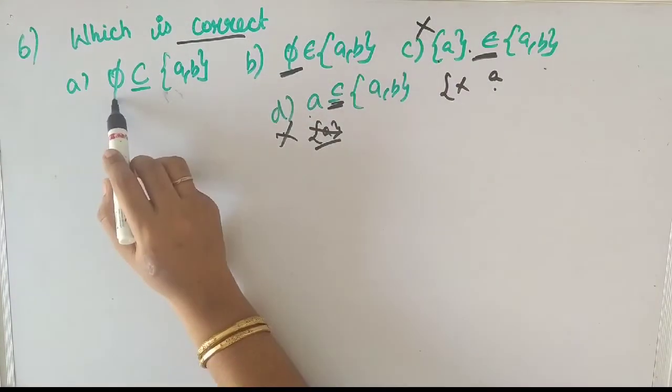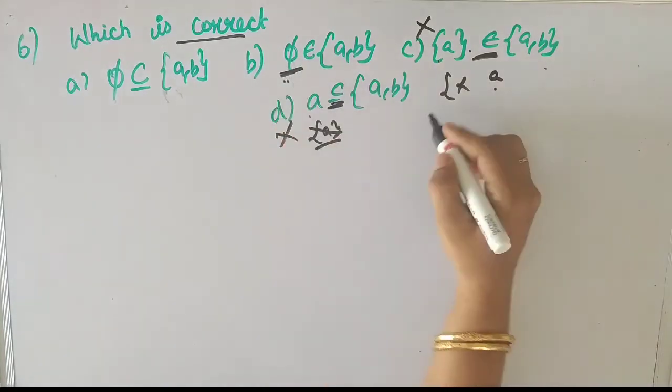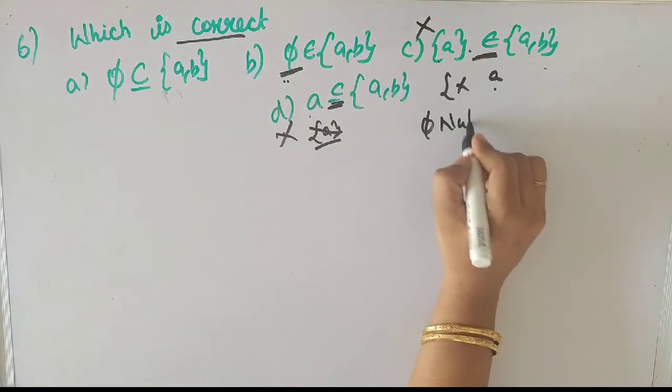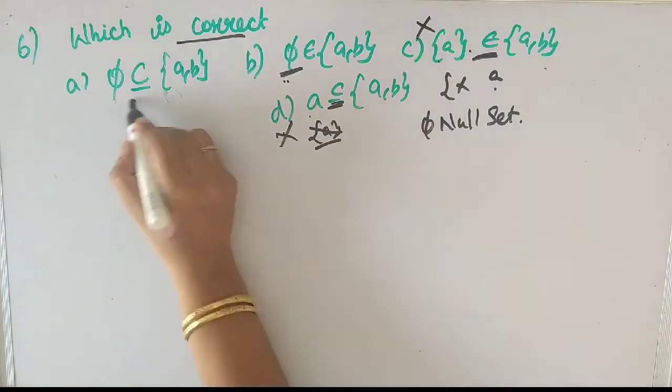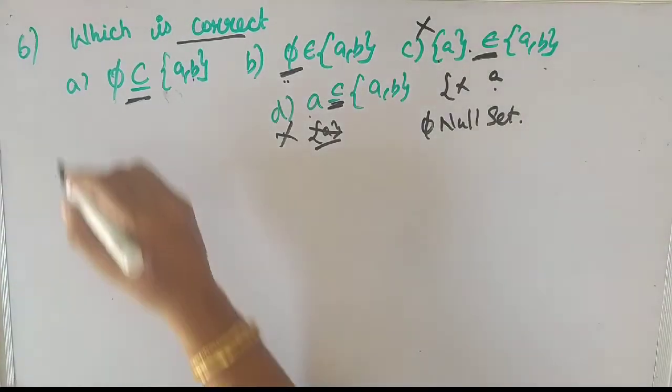Null set is an element of {A, B}. It's wrong because the null set should be a subset of {A, B}. So A is the correct answer. Null set is a subset of {A, B}.